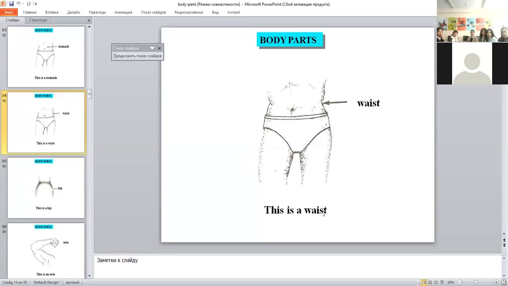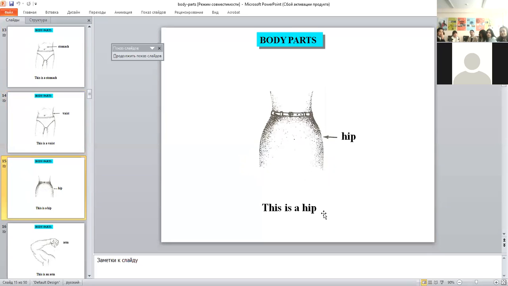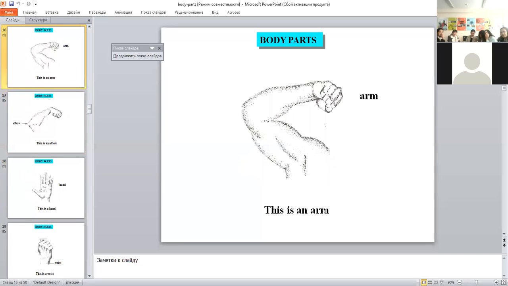Waist. This is a waist. Pay attention. This part is what? Hip. This is a hip. From this part up to here, this part is called arm. This is an arm.